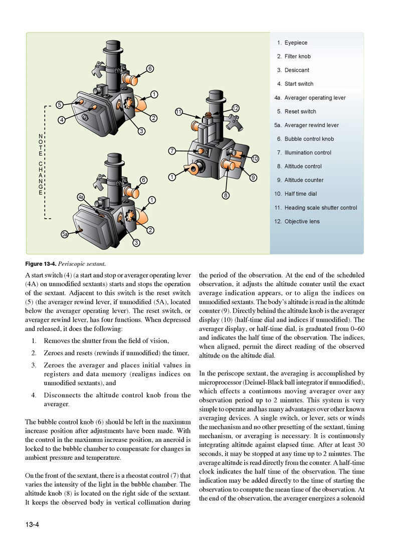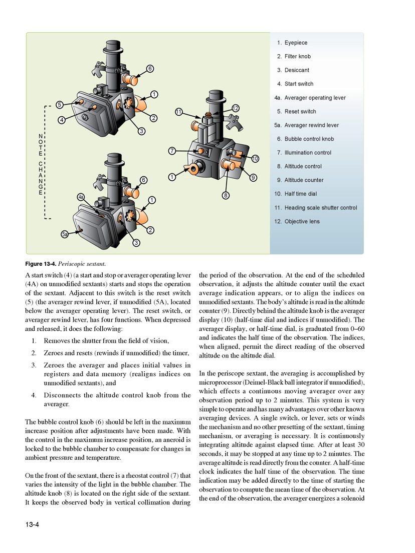It keeps the observed body in vertical collimation during the period of the observation. At the end of the scheduled observation, it adjusts the altitude counter until the exact average indication appears, or to align the indices on unmodified sextants. The body's altitude is read in the altitude counter, 9. Directly behind the altitude knob is the averager display, 10, half-time dial and indices if unmodified. The averager display, or half-time dial, is graduated from 0 to 60 and indicates the half-time of the observation. The indices, when aligned, permit the direct reading of the observed altitude on the altitude dial.